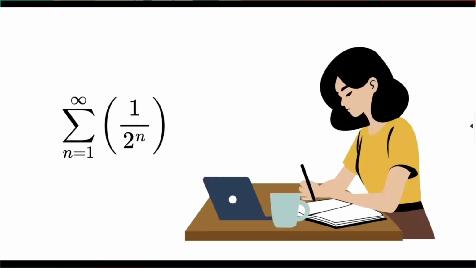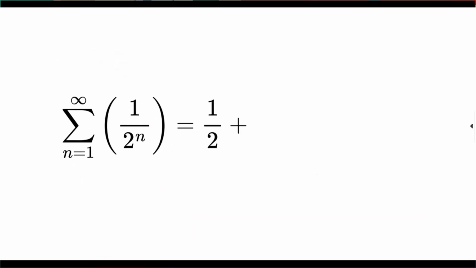Now coming over to the second trick, that is the summation of 1 upon 2 to the power n, where n starts from 1 till infinity. You must have seen such types of questions in various Olympiads. That is 1 by 2 plus 1 by 4 plus 1 by 8 and so on till infinity. Now, what is their sum equal to? Their sum is equal to 1. How? This is the main question.